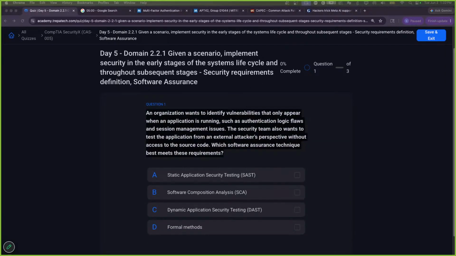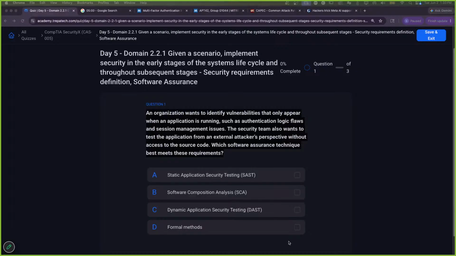All right, question 1. An organization wants to identify vulnerabilities that only appear when an application is running, such as authentication logic flaws and session management issues. The security team also wants to test the application from an external attacker's perspective without access to the source code. Which software assurance technique best meets these requirements? So we need an application in a runtime environment, and we don't want access to the source code.